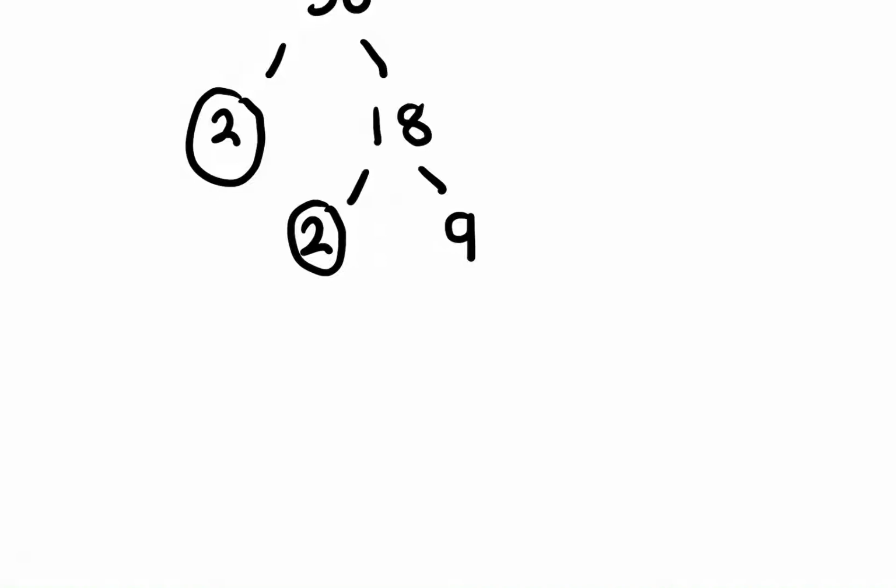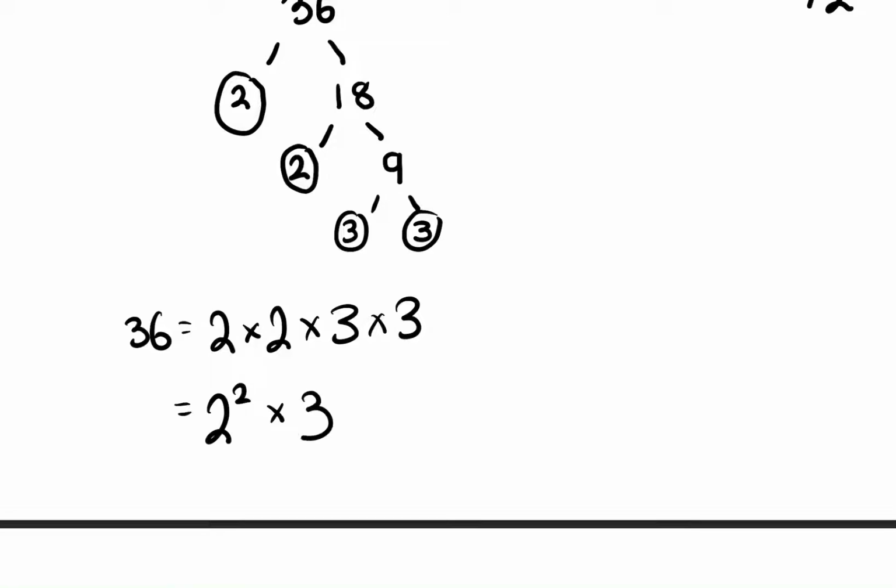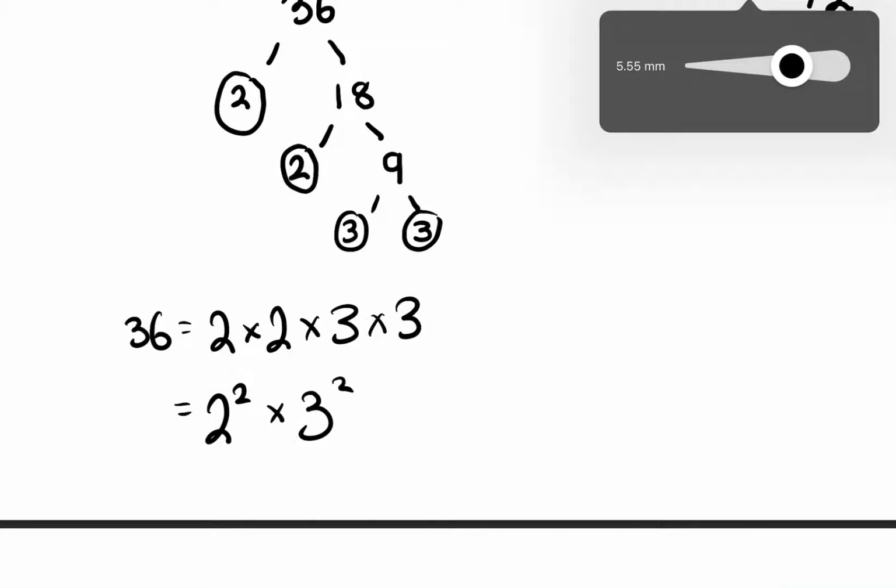No, it can't. So the next one along is 3. Can it be broken up by 3? Yes, it can. 3 times 3. They are both prime numbers. That's us done. So 36 equals 2 times 2 times 3 times 3, and we can simplify that as 2 squared times 3 squared, and there we are for the first one.